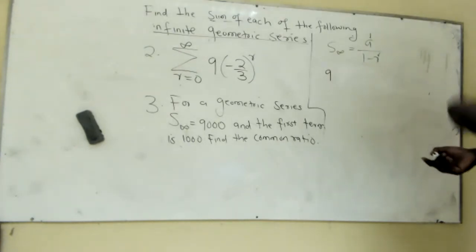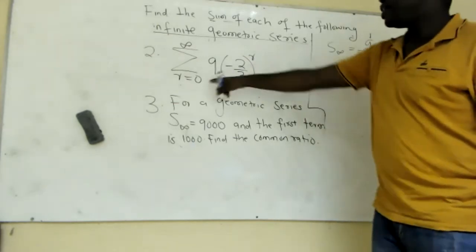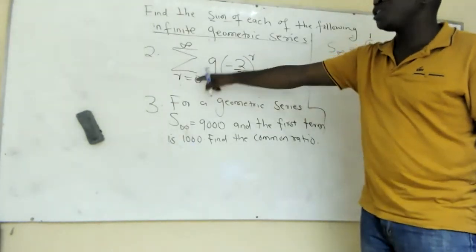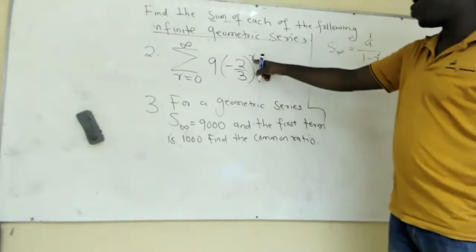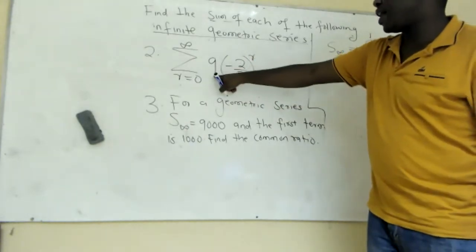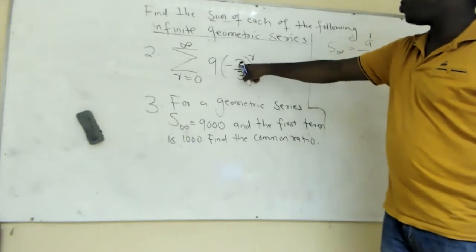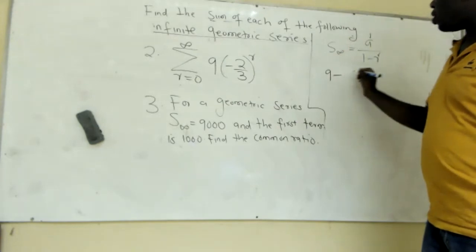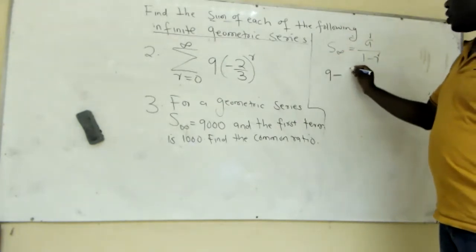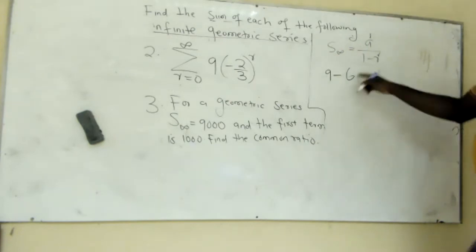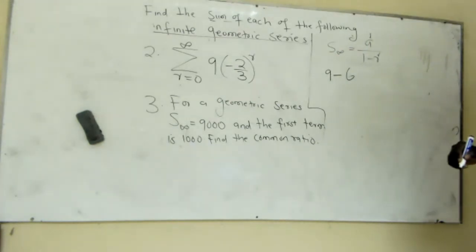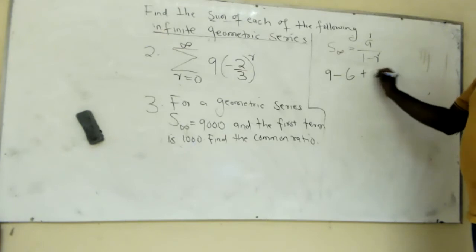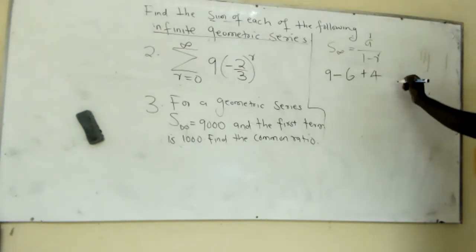Then we go to the second term. How are we going to get the second term? We substitute the next number after 0, which we know is going to be 1. We substitute 1 here. So it's going to be 9 multiplied by negative 2 over 3, which gives us an answer of what? Negative 6. Yes, exactly. And what could be the next term after 6? Plus 4. Yes, plus 4. And then after 4? Minus 8 over 3. Minus 8 over 3.